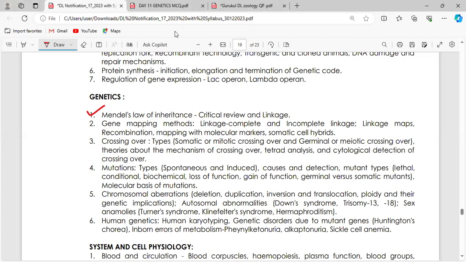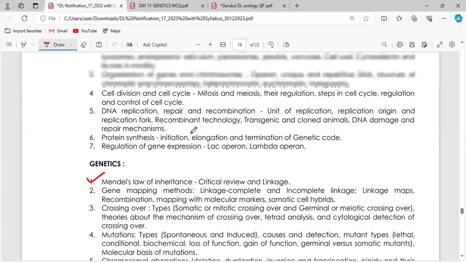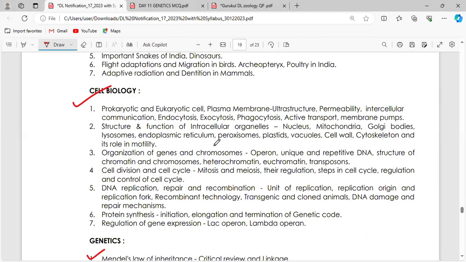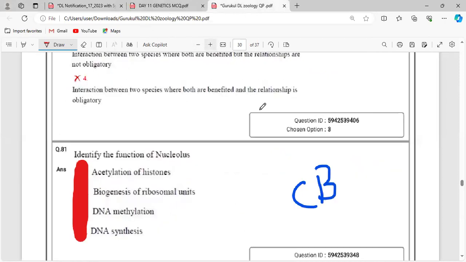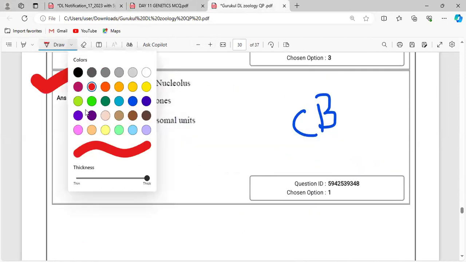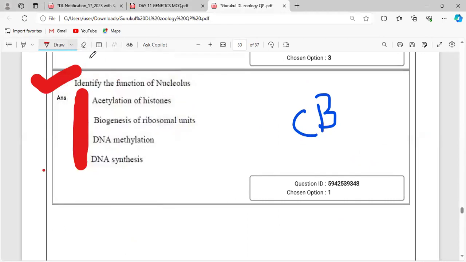But before that, I want to show you the previous question papers with respect to cell biology. See, all the things we discussed in the MCQ series regarding cell biology have reflected in the previous year question paper. Just answer this question: identify the function of the nucleolus. We have discussed everything in detail.